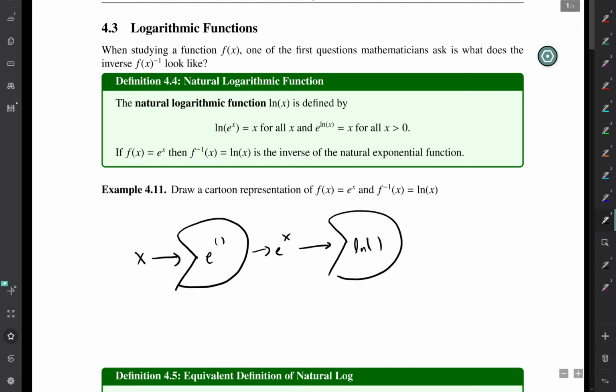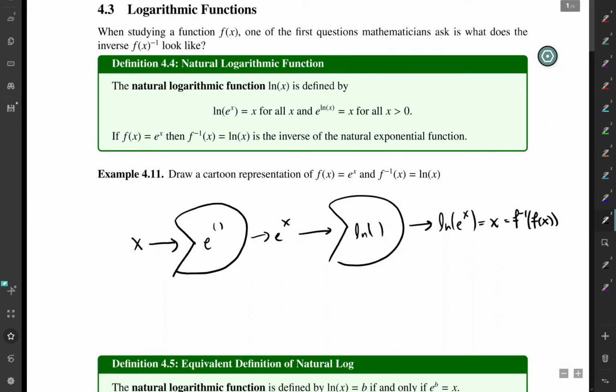And then when you feed e to the x into its inverse, you should just get x back. So this is ln of e to the x is equal to x. And I think the notation is kind of confusing because you have an x in the exponent. The idea is the exact same as when we did f inverse of f of x. The whole idea is that f inverse is supposed to undo whatever f of x does.